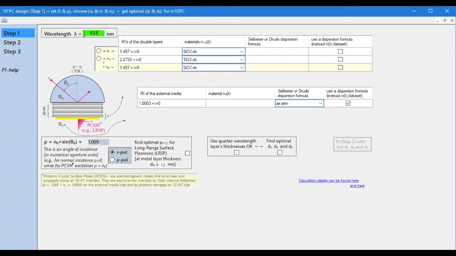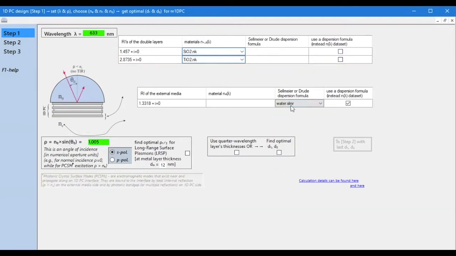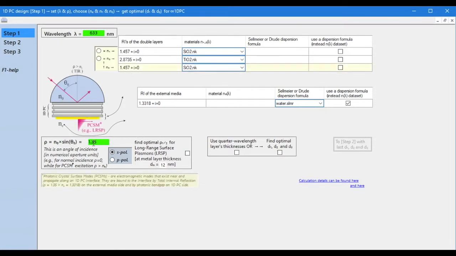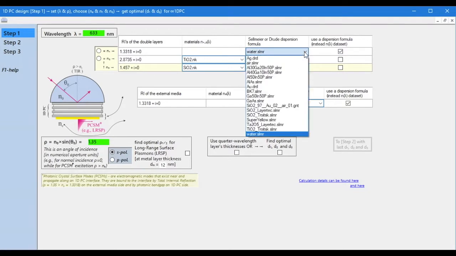For example, we will work with the external environment, which is water. And in order to get an angle greater than the internal reflection, we take ρ equals 1.35. For the refractive indices of materials in the structure at different wavelengths, we choose their Sellmeier formulas.